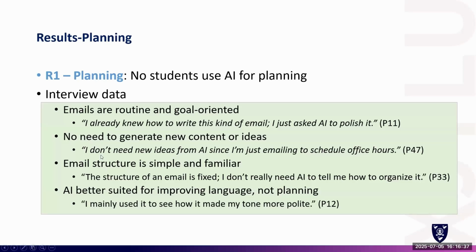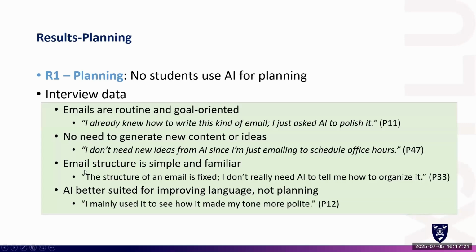So here are some direct quotes from the interviews. The students actually used Chinese in the interviews, and here is my translated version. One student says, I already know how to write this kind of email, I just ask AI to polish it. So it seems that for him, emails are just a kind of routine. He knows the standard format, so there is no need to engage AI in planning. Another student says, I don't need new ideas from AI since I'm just emailing to schedule a simple office hour. That is something they do frequently every day, so there is no need to do that.